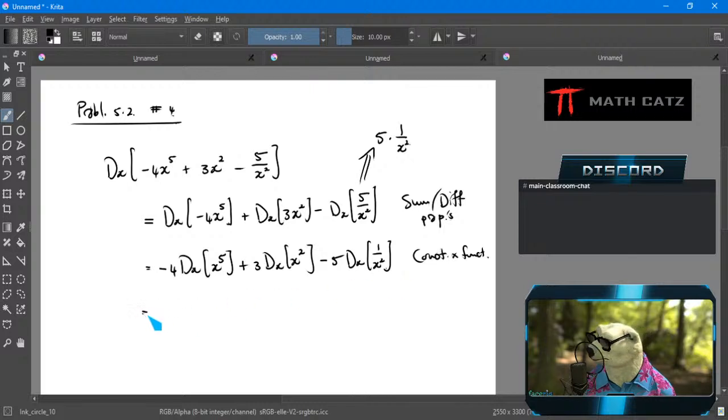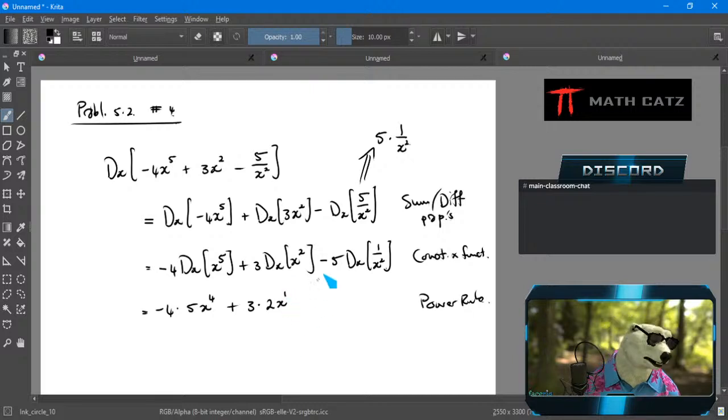All right. Power rule time for the first one for sure. Power rule. -4 stays in front. The 5 goes in front of the x, and the new power is 4. 3 is already in front. The 2 goes down. New power of x is 1. You can write the 1 there if you want to, but because it's a 1, you don't have to. I'm not going to, because it looks weird.